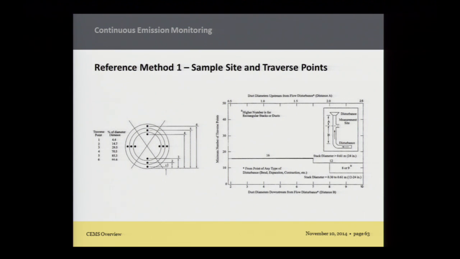You drop down to 12, and then you can go to 8 or 9, depending upon what your disturbances are. And something when you're talking to stack testers, upstream and downstream is swapped. Yeah, it doesn't make sense. It doesn't. So, I think of upstream and downstream.